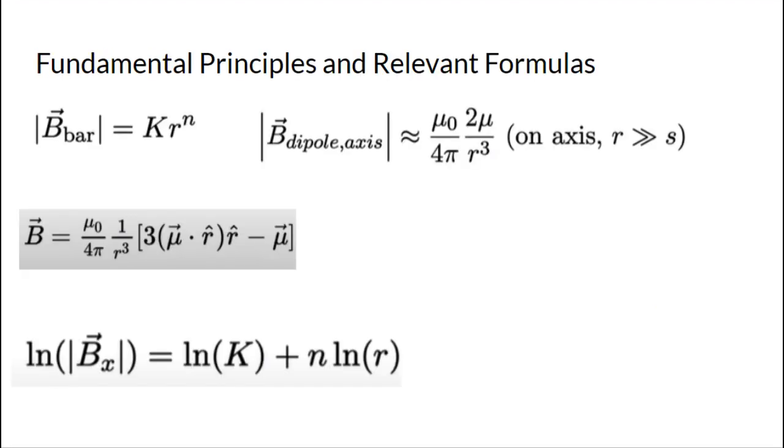The first two formulas quantify the magnitude of a magnetic field due to a magnetic dipole. The first formula defines the dependence of the magnitude of a magnetic field produced by a bar magnet as proportional to some constant times some power of the distance. These will be relevant in order to calculate mu, the magnetic dipole of the bar magnet.